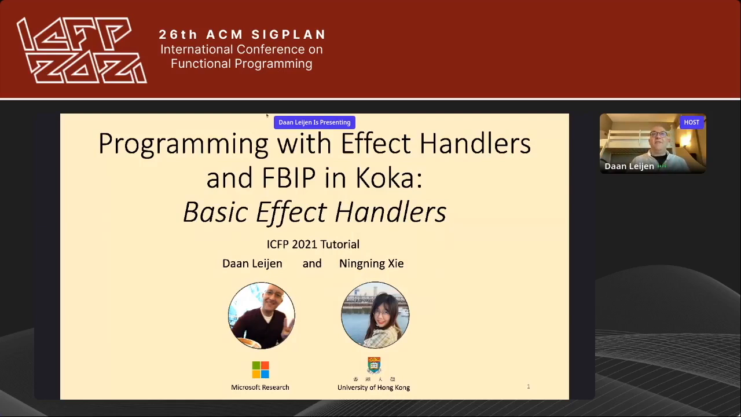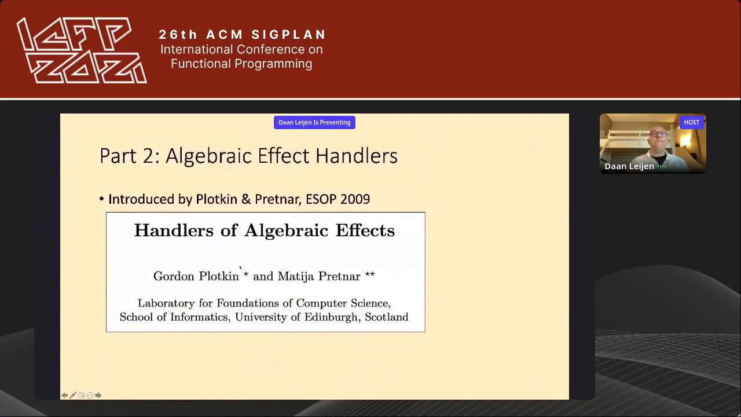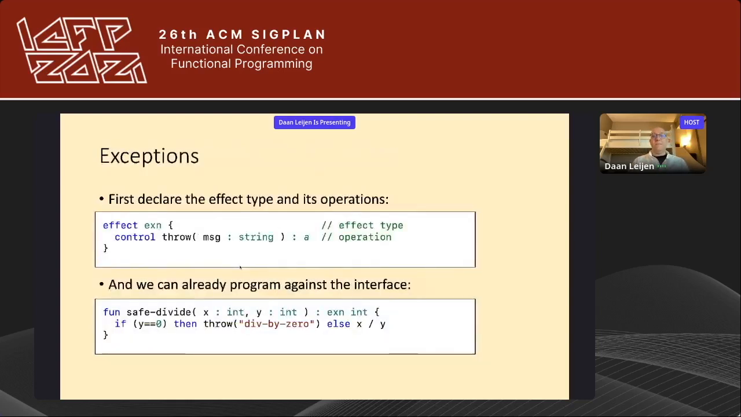Basic effect handlers. So algebraic effect handlers are fairly new. In 2009, Gordon Plotkin and Matija Pretnar published their first handler paper where they define a categorical semantics, and it turned out it would work really well with Koka, and so we implemented that. And here's an example of an effect handler in Koka.